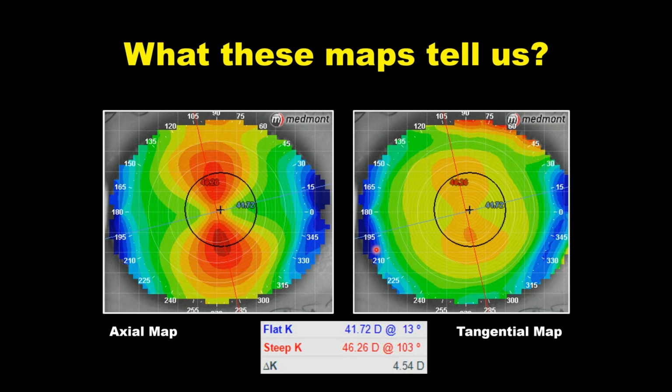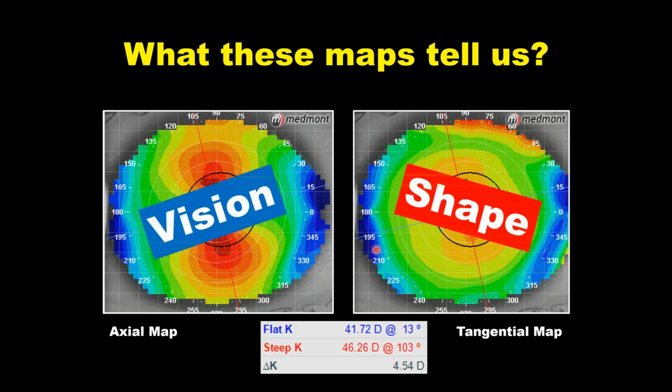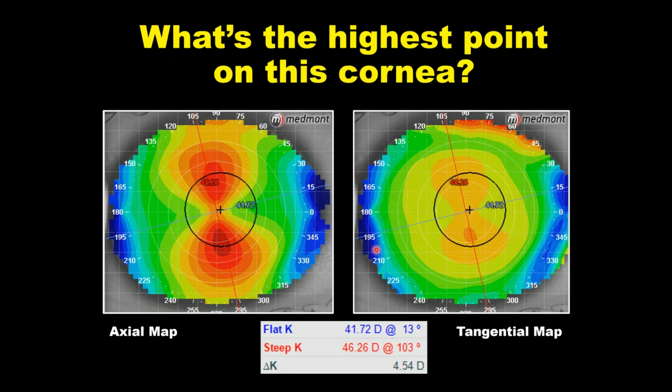So the axial map tells us about power. The tangential map tells us about shape. But which of these maps would tell you what is the highest point on these topographies? So don't think about the axial map as anything related to elevation. Similarly, don't think about the tangential map for anything related to elevation or height. Axial tells you vision, tangential tells you shape, curvature.